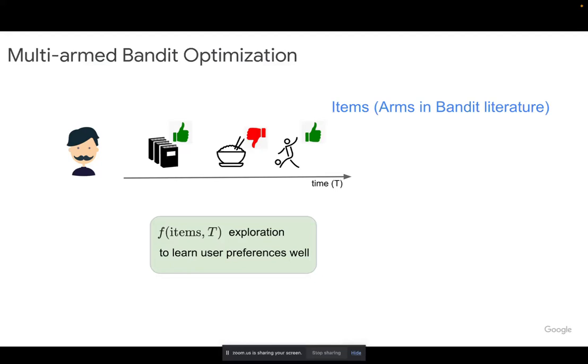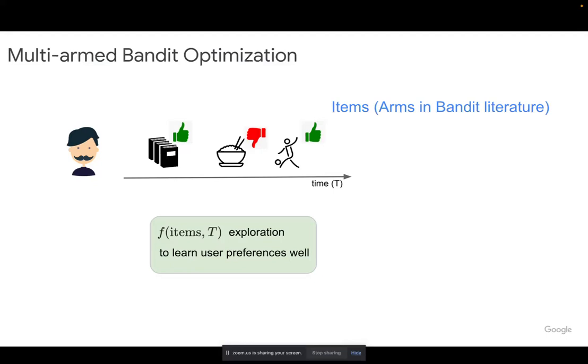Now, the overall high-level objective is to maximize the reward. That is, to recommend as many likable videos as possible to the user. Now, in typical bandit optimization problems, there is an exploration-exploitation dilemma. The question is, how much should a sequential decision-making algorithm explore in order to learn the user preferences well? It turns out that the optimal algorithms in this setting have an exploration cost that scales as a monotonically increasing function of the number of items and the number of rounds.